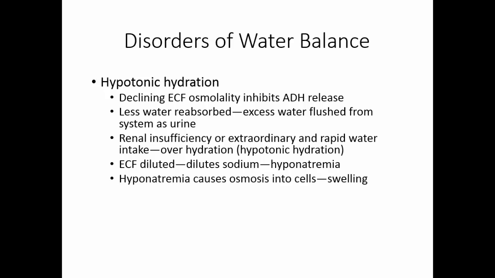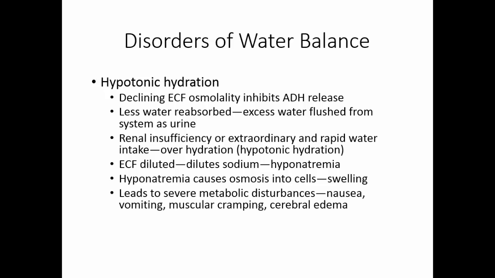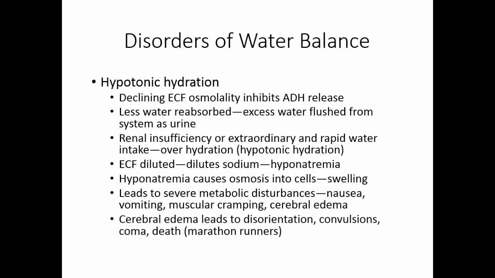Hyponatremia causes osmosis of water into the cells. There are now more positive ions in the cells than outside the cells, and so the cells begin to swell. This leads to severe metabolic disturbances. The symptoms are nausea, vomiting, muscular cramping, and cerebral edema. The problem with cerebral edema is as the brain swells inside the skull, pressure is put on the brain. This leads to disorientation, convulsions, coma, and death.